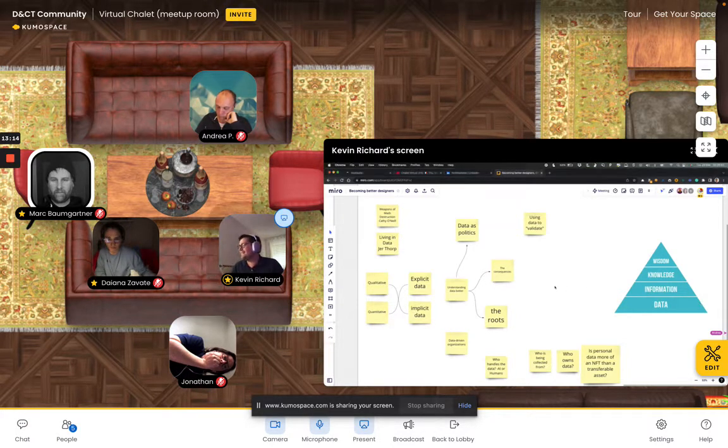I don't know, it's kind of ethics for using data.